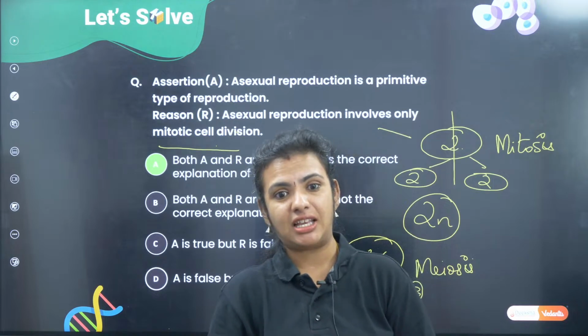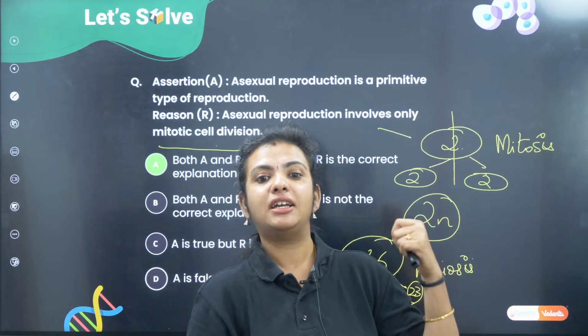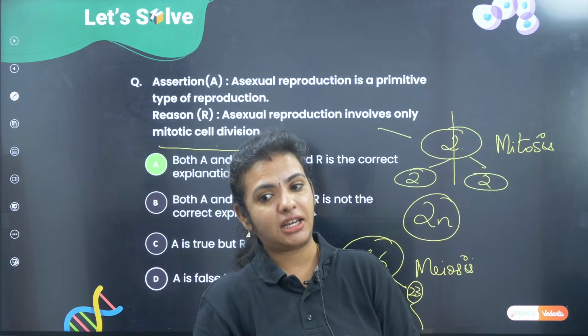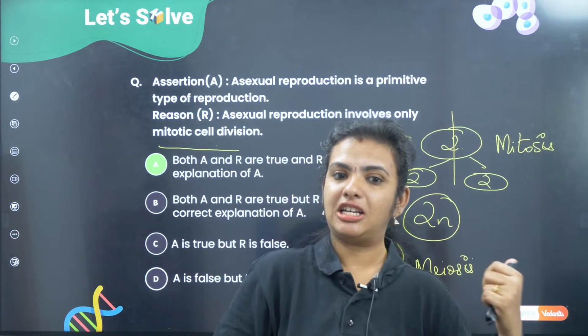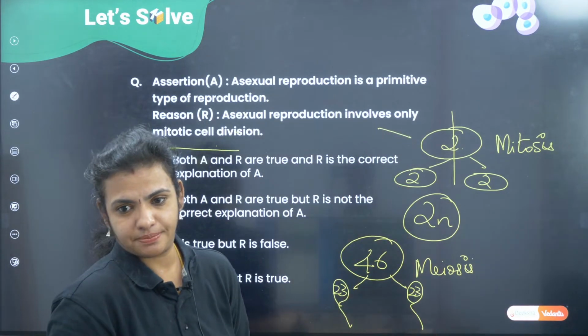Which is why we say that assertion and reason are correct, and the reason is the correct explanation of the assertion.